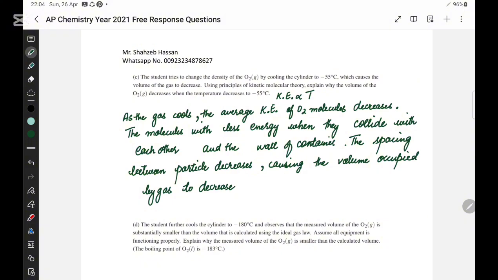So this is going to be the right explanation: as the gas cools, the average kinetic energy of O2 molecules decreases, because kinetic energy is directly proportional to temperature. The molecules with less energy, when they collide with each other and with the wall of the container, the spacing between particles decreases, because molecules try to come close together, causing the volume occupied by the gas to decrease.